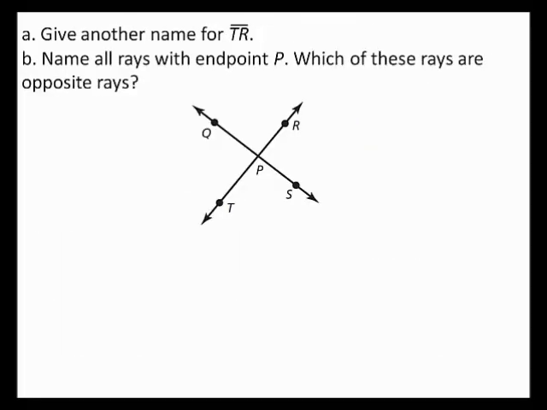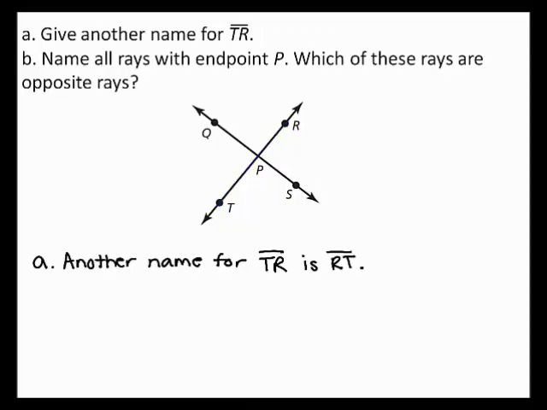A. Give another name for segment TR, and B. Name all rays with endpoint P. Which of these rays are opposite rays? In part A, to name a segment, you can use the 2 endpoints listed in either order. For segment TR, the endpoints are T and R. So, another name for segment TR is segment RT.